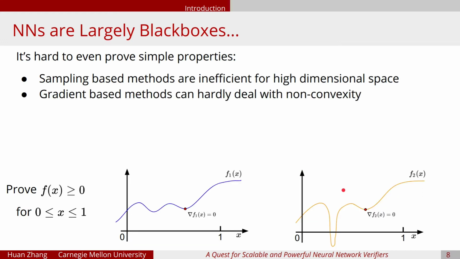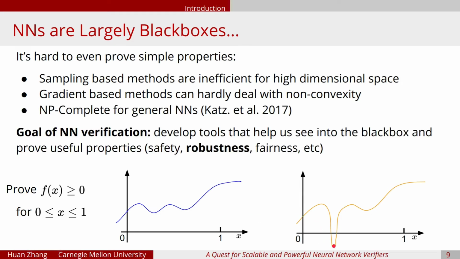The gradient-based method also has some troubles, because the neural network function is non-convex, so you can easily get stuck at some point where the gradient is 0, and you cannot always find the minimum value to show that the function is always positive. So verifying the property of a neural network, even such simple ones, is actually NP-complete for general neural networks. The goal of neural network verification is to develop tools that can help us see into the black box function and prove some useful properties, such as safety, robustness, and fairness.